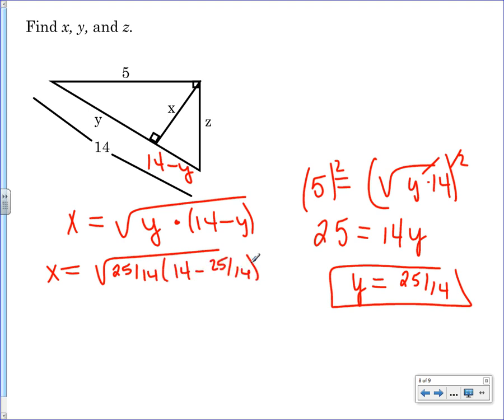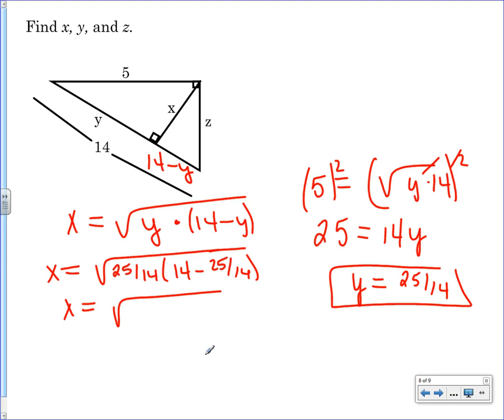You can do this without a calculator. It's just not super fun. So go ahead and get out your calculator. Don't take the square root until the very, very end. I would go ahead and take 25 over 14 times the 14 minus 25 over 14. It's not that hard of math because the 14s cancel here for sure, but you have a calculator, so let's use it.